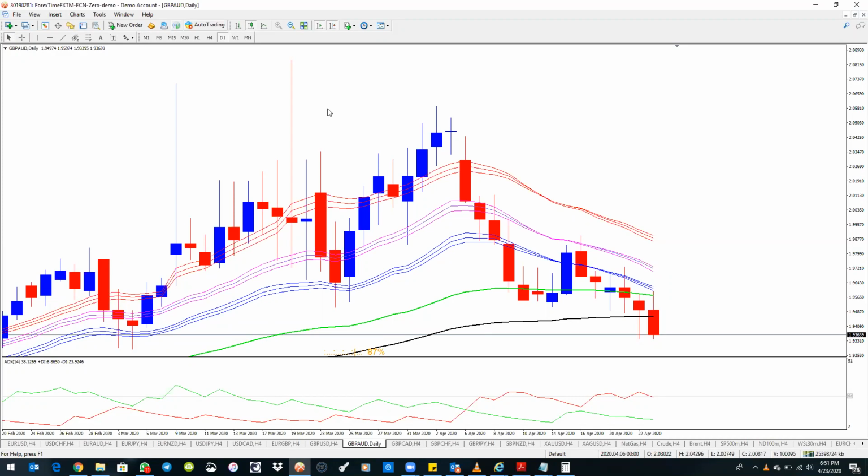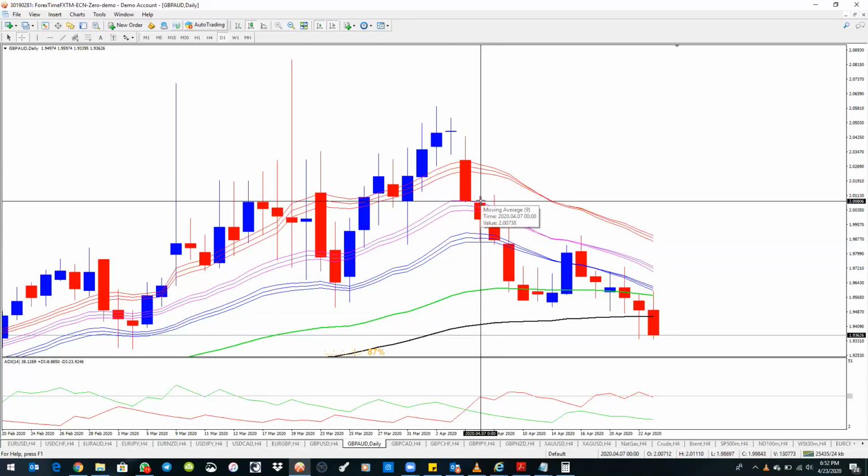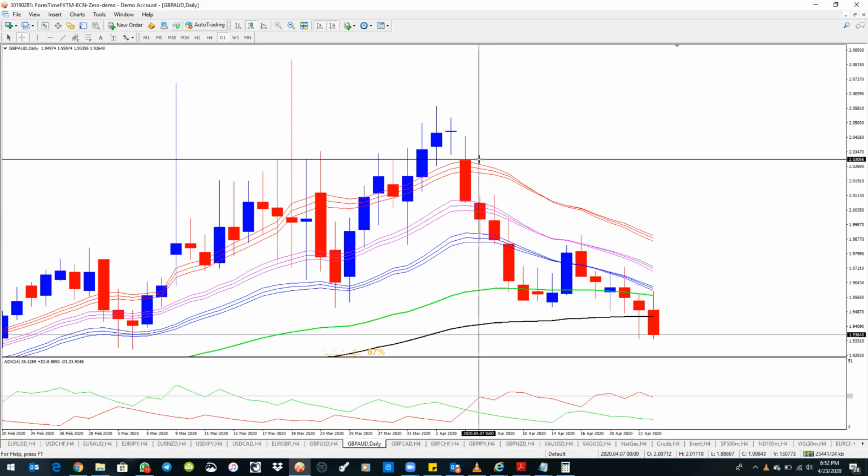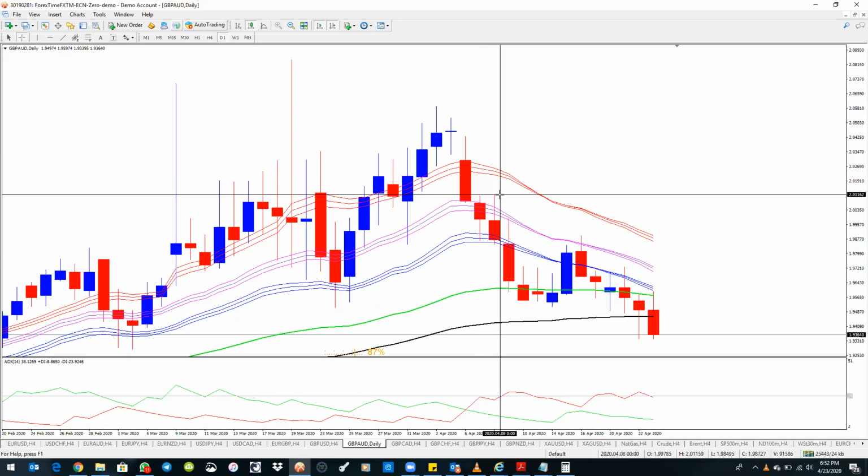So that means that on this day, what day was this? This is the 6th of March. On the 6th of March, the market opened at 203.0009. That was the open price. And the low price, and the close price was 200.806. That's a difference of almost 300 pips in one day.